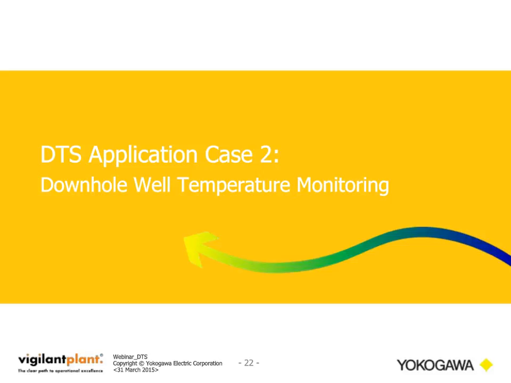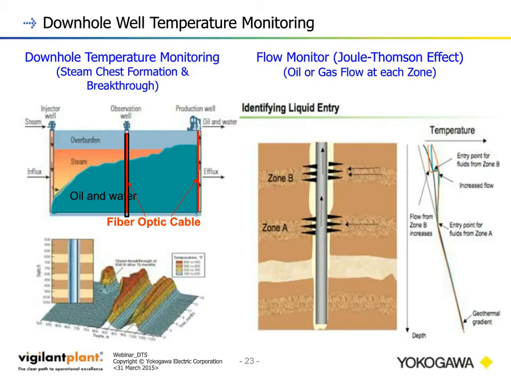Another early adopter of distributed temperature sensing is the oil and gas industry and other industries that are monitoring downhole applications. In the oil and gas industry, historically they had used wireline systems, essentially thermocouples or RTDs on an electrical cable that was occasionally lowered into a well to provide a periodic temperature profile of the well.